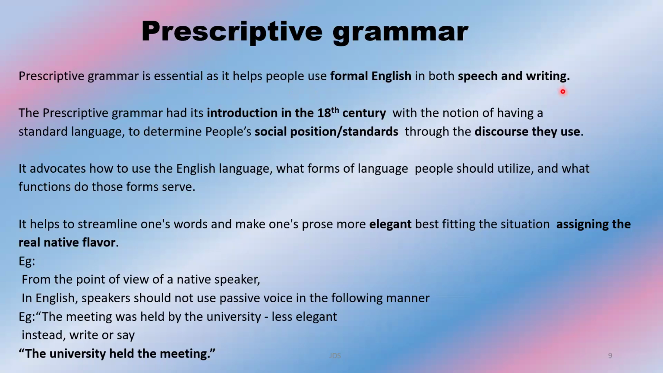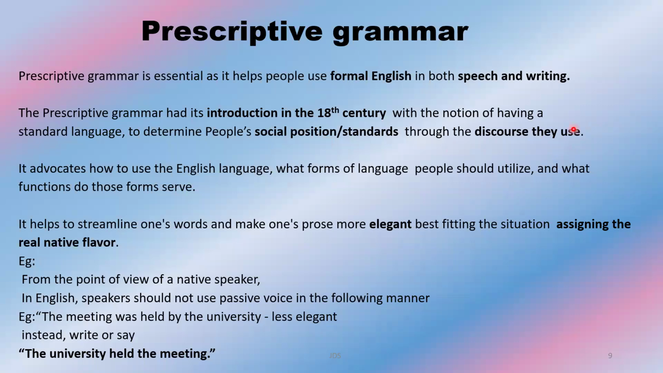Mostly, it gets related to a native context. That means when natives use the language, it's more towards the prescriptive grammar notion. They tend to use very formal and accurate language in communication. The prescriptive grammar had its introduction in the 18th century with the notion of having a standard language to determine people's social position standards through the discourse they use.